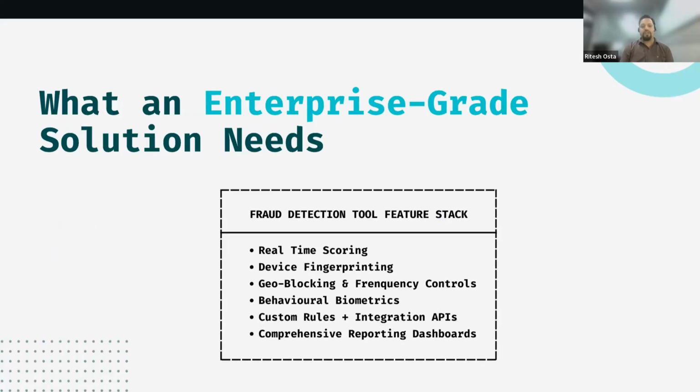So this is the fraud detection tool feature stack: real-time scoring, device fingerprinting, geo-blocking, frequency control, behavioral biometrics, custom rules, then integration API, and then comprehensive reporting dashboards. After the custom rules, integration API and comprehensive reporting dashboard, this is where the humans come into the picture to solve the problem. So this whole fraud detection tool stack needs to be built if you want to put up an enterprise grade solution.